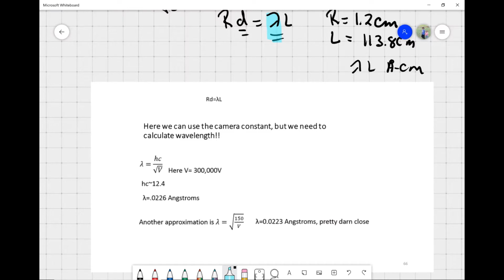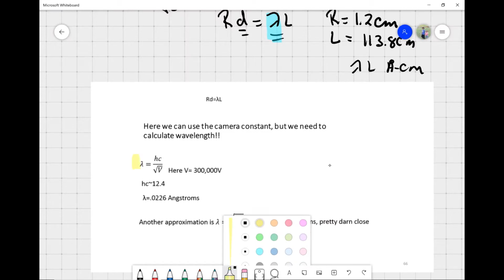For given accelerating voltages, you have a given wavelength. If you don't have that table, you can calculate it using that long equation, or you can use these two. I'm going to introduce these equations for approximation for you.